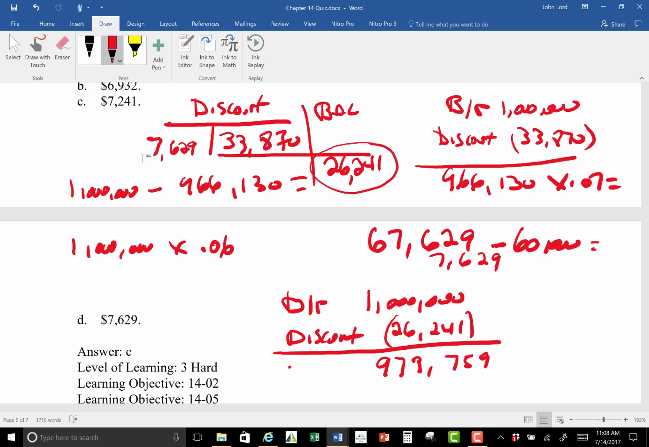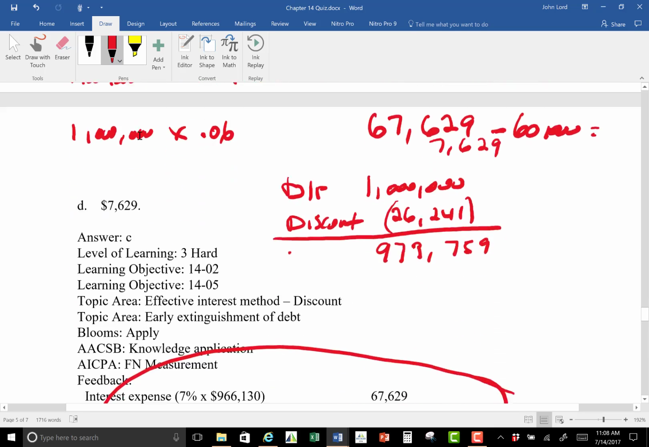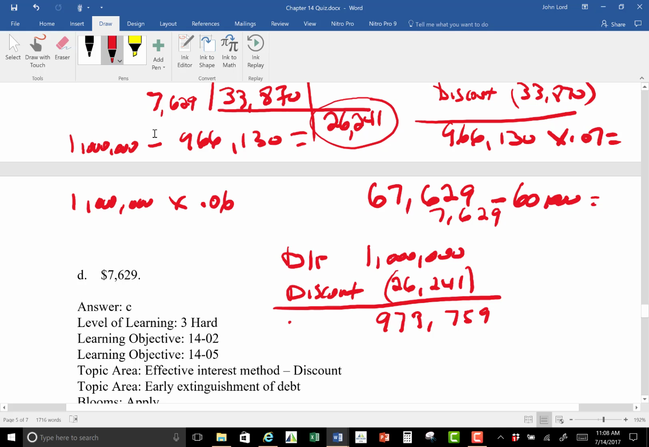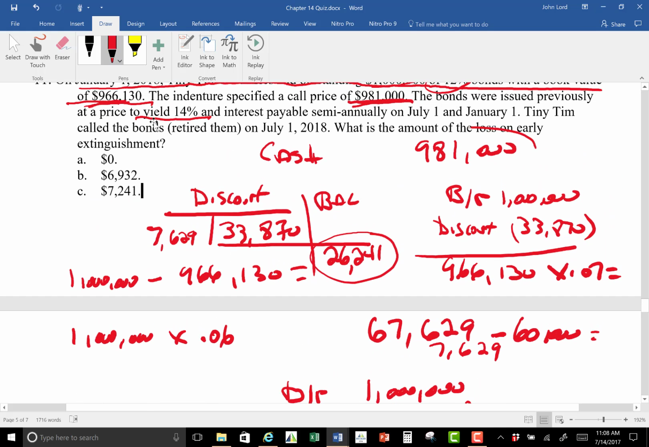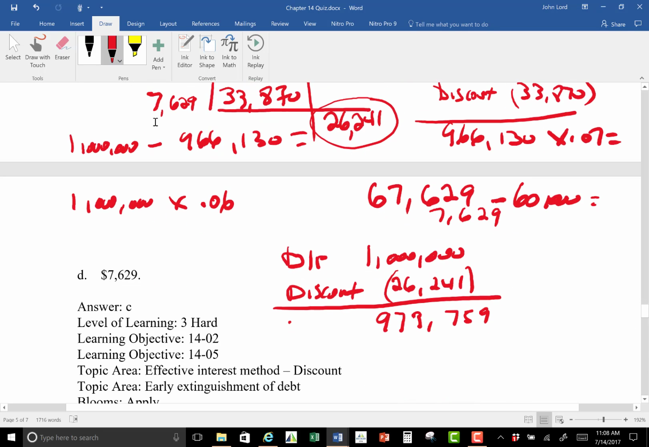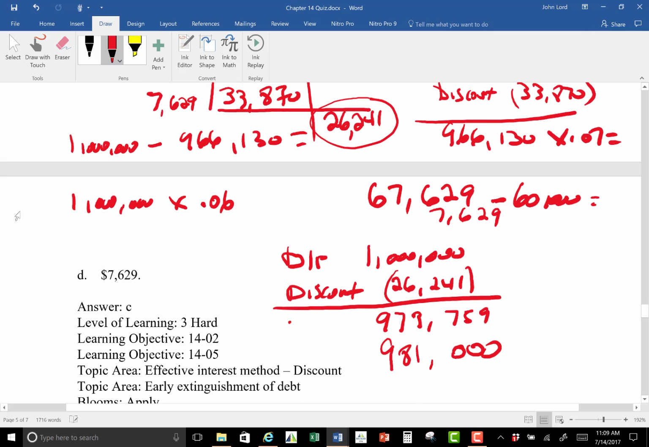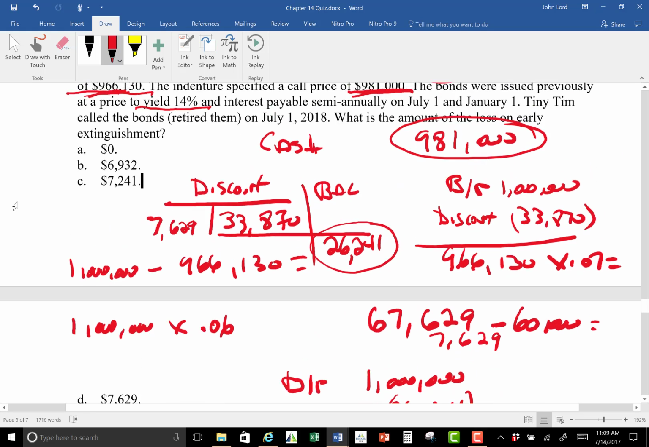973,759. Okay, so if the carrying value was 973,759, and the cash that's coming out of this is 981,000, that's what they were buying this bond back for. That gives me a difference of 7,241. And that's a loss because I'm having to pay more than the carrying amount of the liability. Therefore, that's a loss. So the answer is C here.